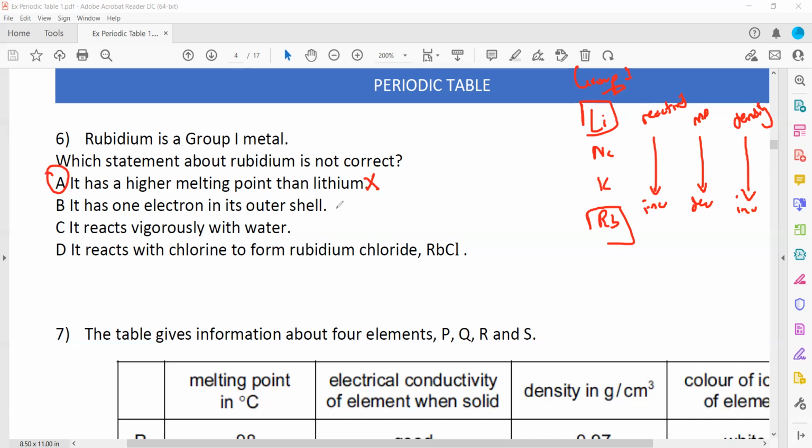It has one electron in the outer shell. That is true for all, because the group number represents the number of electrons in the outermost shell. So lithium will have one electron.